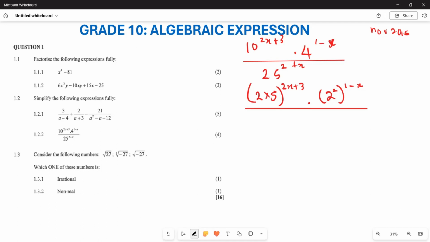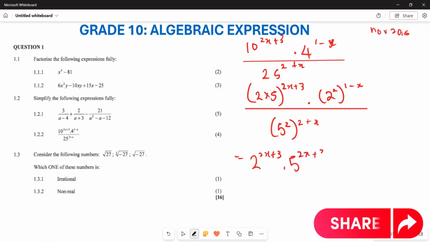Then you are going to divide this with what? Here you are having 25. What is 25? 25 is the same as 5 squared. So this is 5 squared to the power of 2 plus your x. Now you are going to distribute your exponents inside here. Remember, the 2 here is going to be 2 to the power of 2x plus 3. You are multiplying the 2x plus 3 with the 2, and the 5 is also going to be 5 to the power of 2x plus your 3.